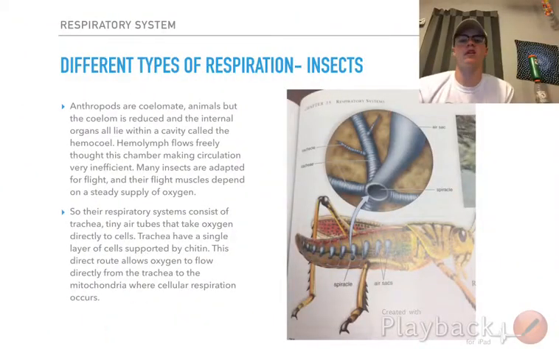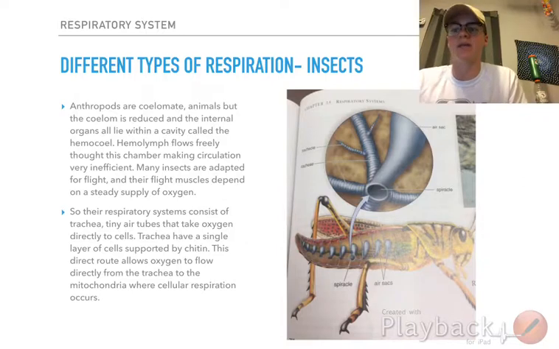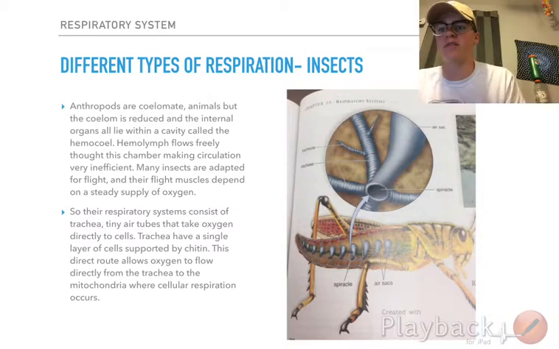So there are different types of respiration in insects. Arthropods are coelomate animals, but the coelom is reduced and the internal organs all lie within a cavity called the hemocoel. Hemolymph flows freely through this chamber, making circulation very inefficient. Many insects are adapted for flight, and their flight muscles depend on a steady supply of oxygen. They need very efficient oxygen delivery, and this is what allows them to fly around and do all that sort of crazy stuff.